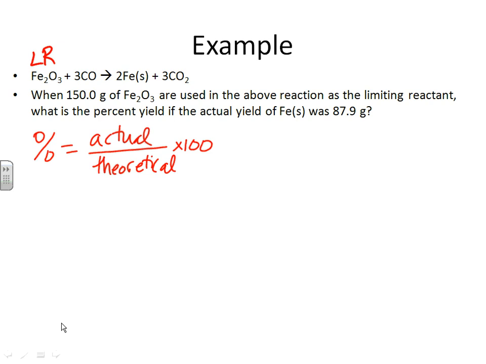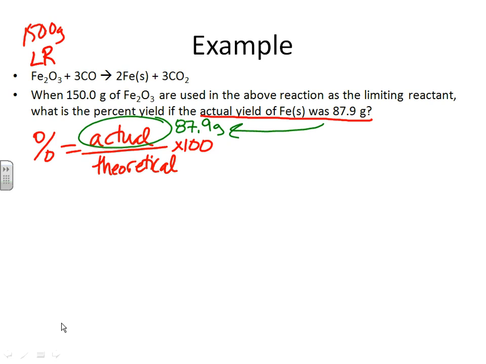When we read through this particular problem, pulling out the information, it says that we have 150 grams of Fe2O3, and then it says right here, the actual yield of Fe solid was 87.9 grams. That means that we already know this top number. This top number right here is 87.9 grams.